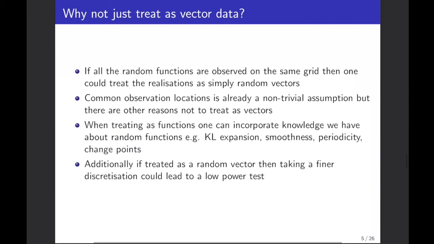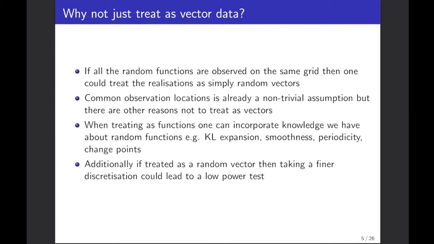Now, that naturally begs the question, why not just treat our observations as a finite dimensional vector? For example, imagine for each random sample, or each random function, we observe it at 20 locations. So you could say, well, why don't we just treat that as a 20-dimensional vector and use a finite dimensional test? And the issue there is that, first of all, assuming that every random function, each xi, for example, is actually observed at the same locations and the same number of locations is a non-trivial assumption already. So that might be out the window to begin with.